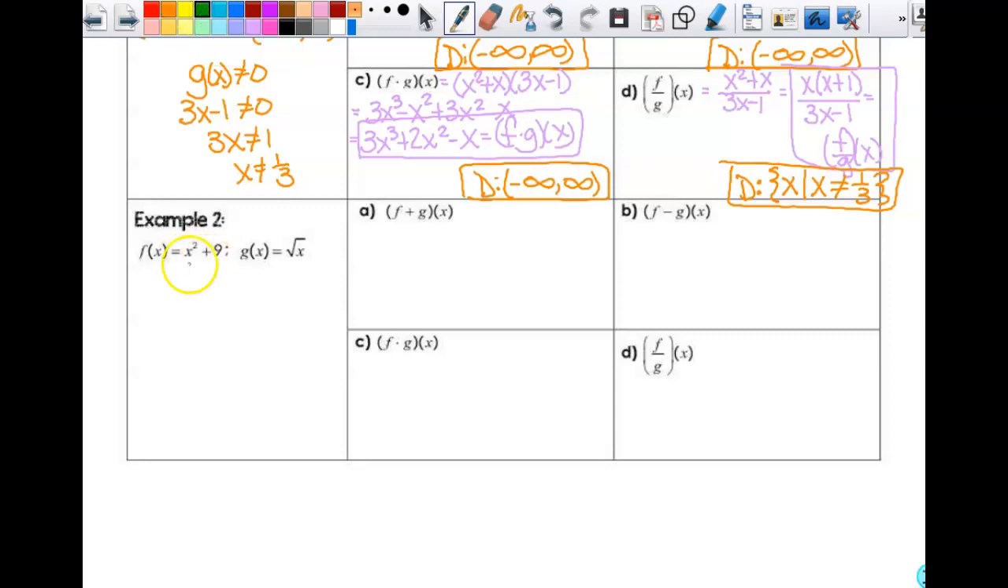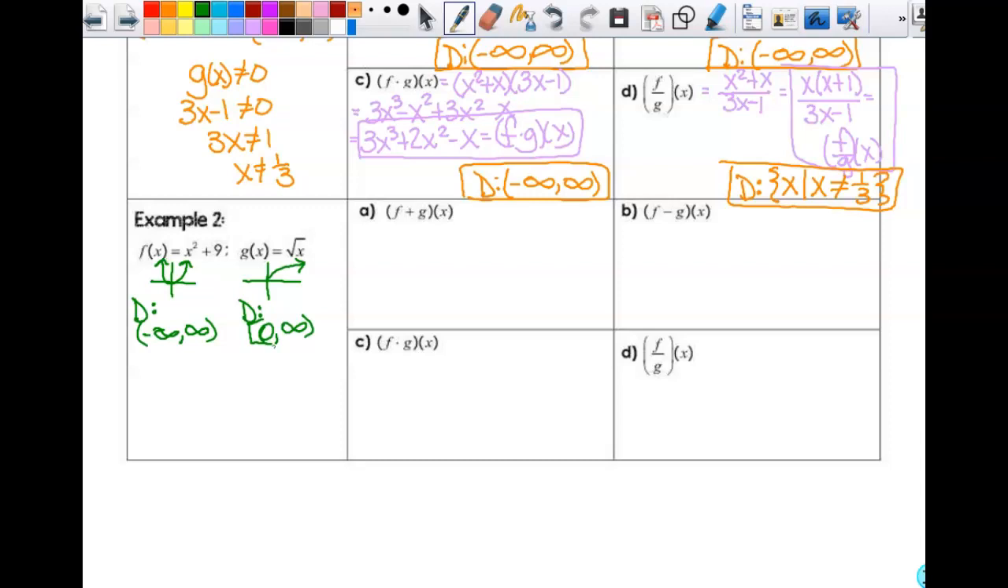I've got a quadratic here, and all that's happening is I'm shifting up 9, right? So that means that my domain is what? Negative infinity to infinity. Yeah, so it's all real numbers, but I'm going to write it like that. Then this is a square root function that's not transformed at all. Looks like that. So what is my domain? 0 to infinity. Do I include 0? Yes, I do.